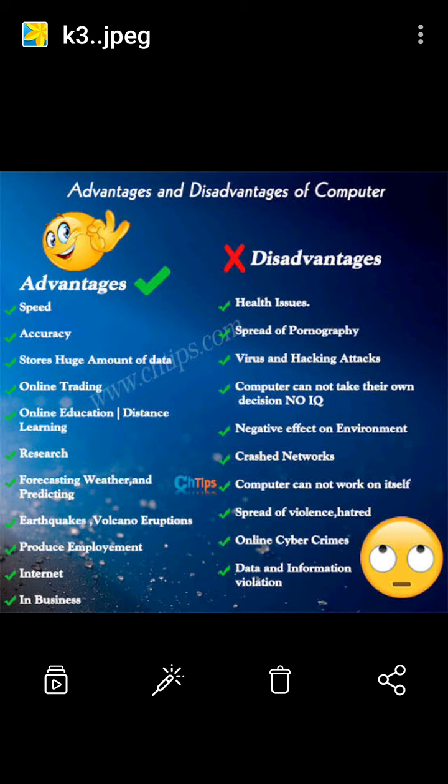Research: research people use computers more. Research means they store a lot of data, and whenever they want the data they can easily pick it out. So research people use the computer. Next one, forecasting weather and predicting. Some days they tell in the news channels that tomorrow morning will be very cloudy or very rainy in your place. How do they tell this? Using computers they measure the weather.